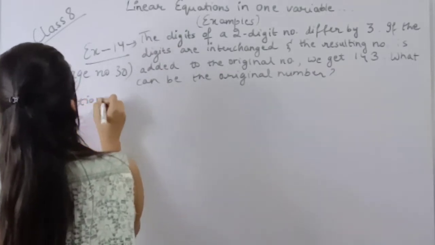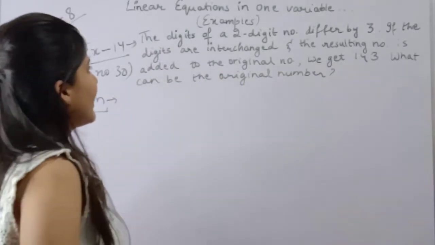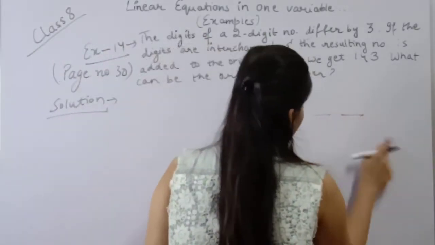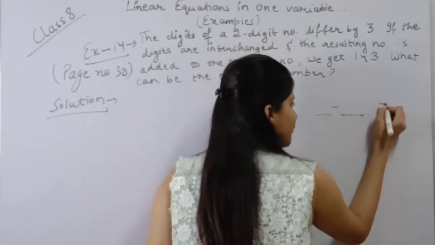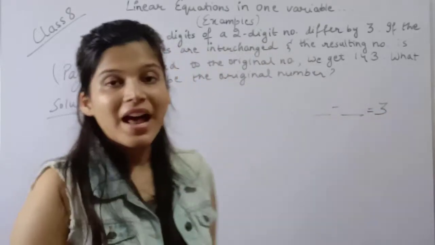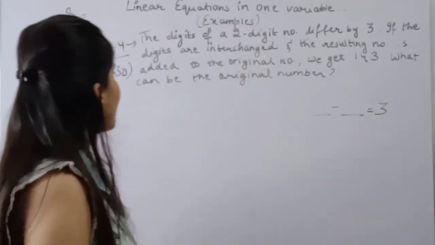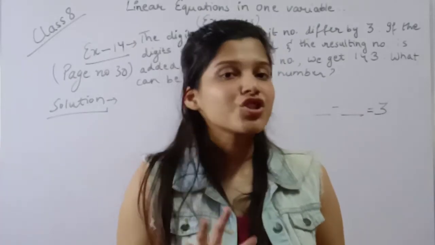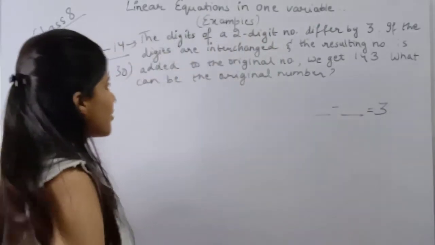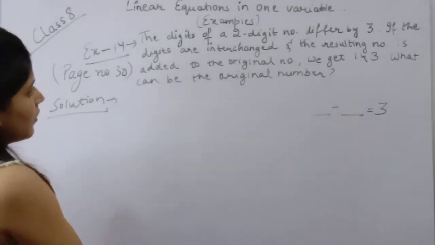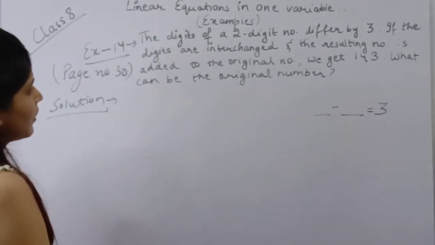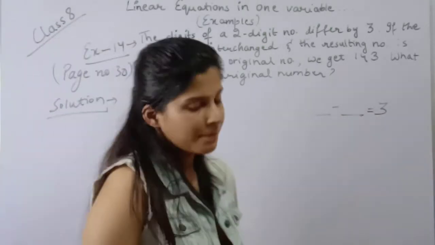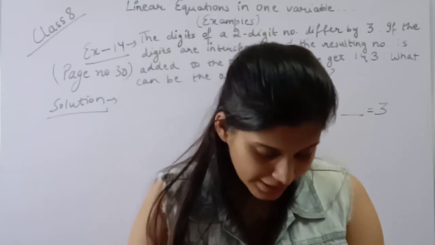So this type of question we have done in our exercise also. The digits of a two-digit number differ by 3. Suppose we have a two-digit number, so its digits differ by 3, meaning if we subtract them we get 3. If the digits are interchanged, now we have to interchange the digits. But first we will write the original digit, then we will write the interchanged digit. So let one digit be x.